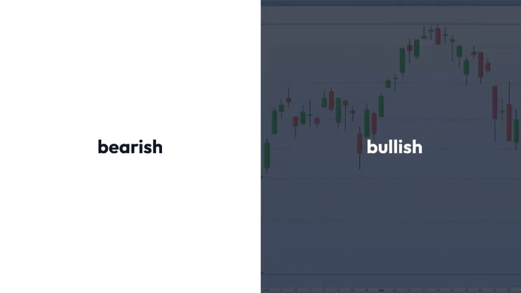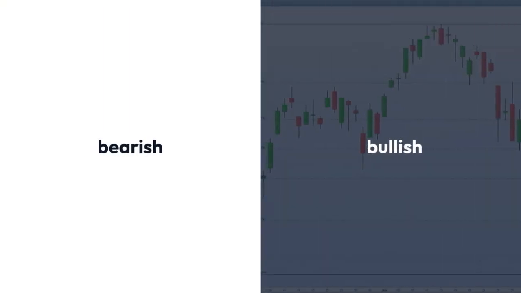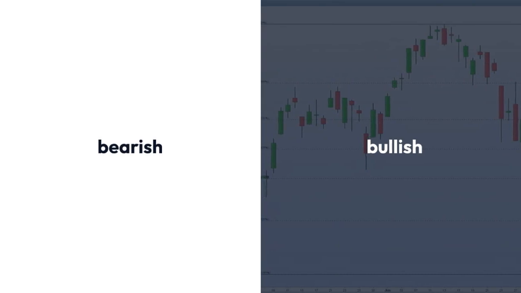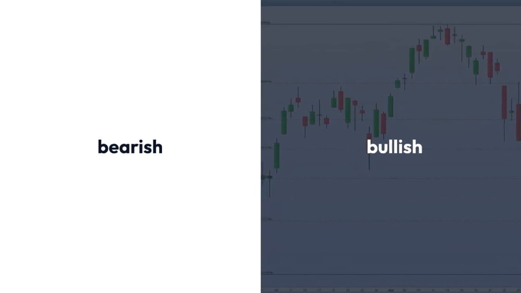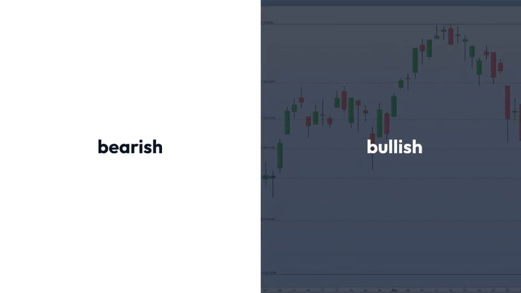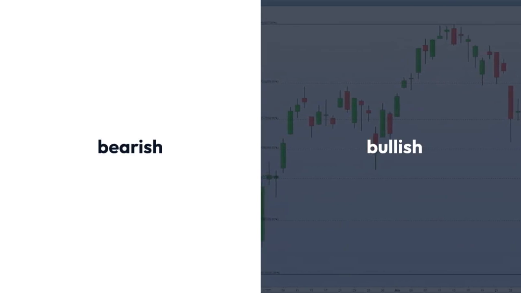If an asset price breaks through support or resistance, it signals that market momentum may be exceedingly bearish if it breaks below support, or bullish if it rallies above resistance.